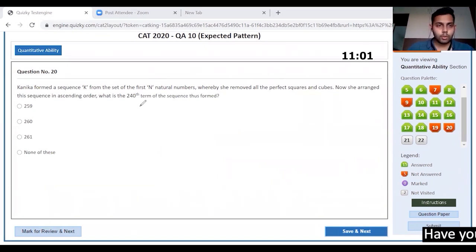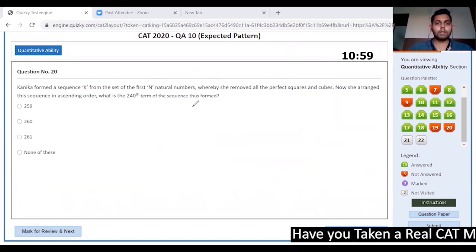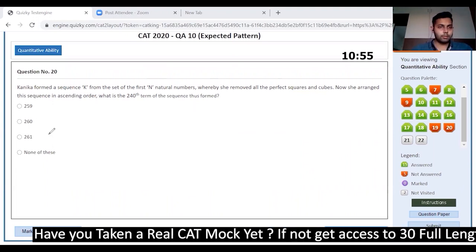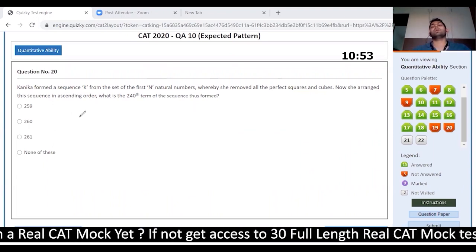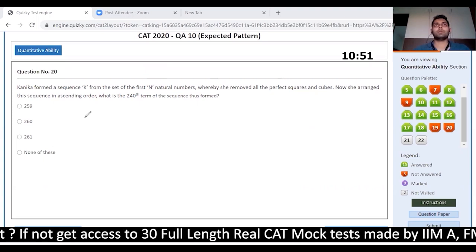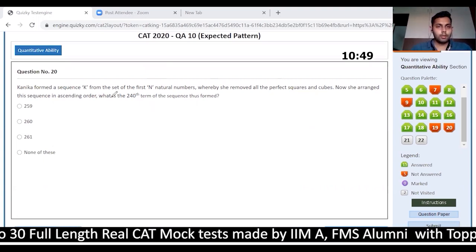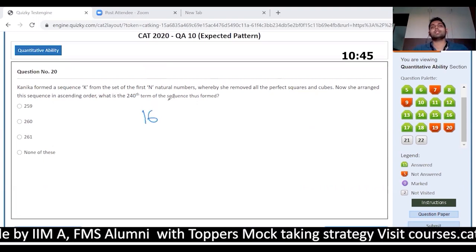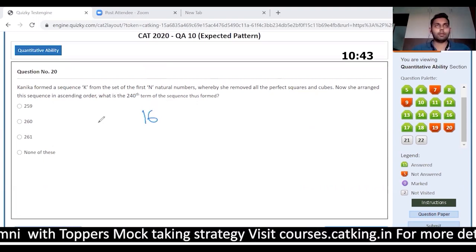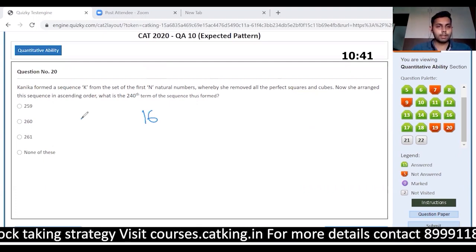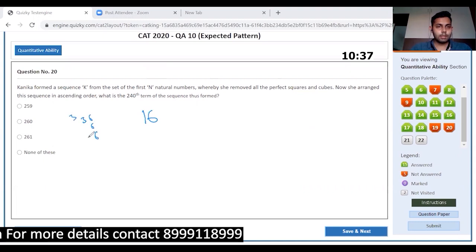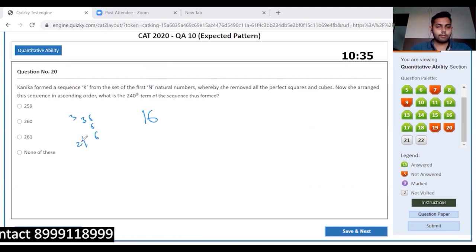Remove all the perfect squares and cubes, ascending order, 240th term of the sequence. Now I see 260, 260 given a lot of times. Okay, so what is 16 square is 256 and 17 square is something in 300s. Okay, so 16 number of squares and cubes is 6, 6 are 5, 5 are 25, 125, 6 6 are 36, and 6 3 are 18, 19, 20, 21.